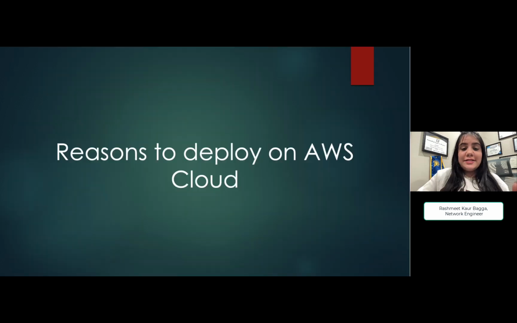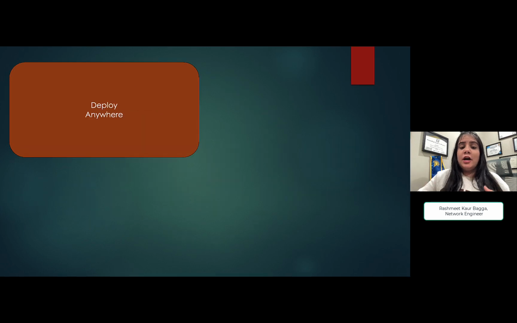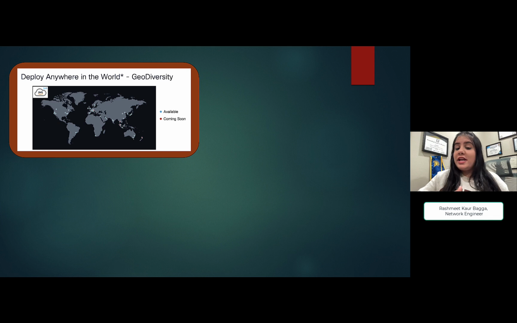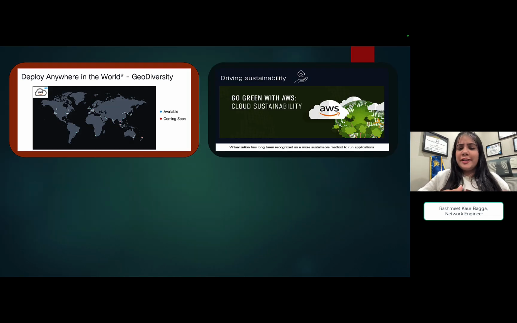So now let's look at some of the reasons why someone would want to deploy Catalyst Center on AWS. Number one reason is you don't need a data center. You can deploy Catalyst Center anywhere in the world with AWS. Number two, there's no need to worry about servers going end of life, end of sale. You always get the latest technology on AWS.